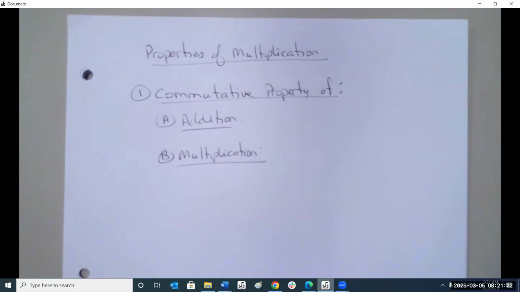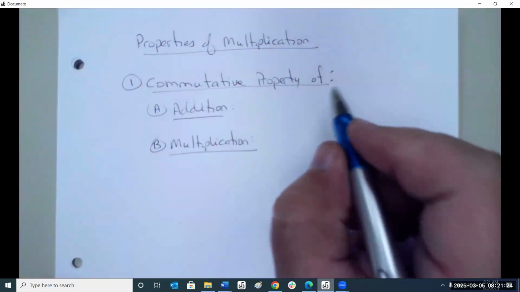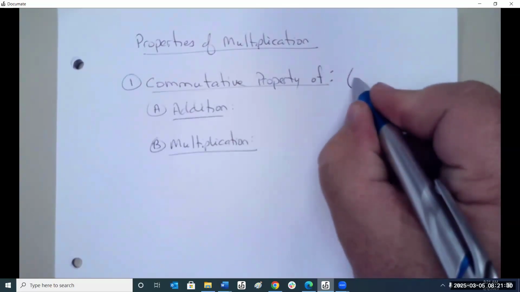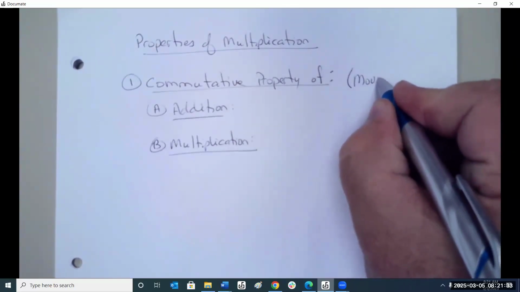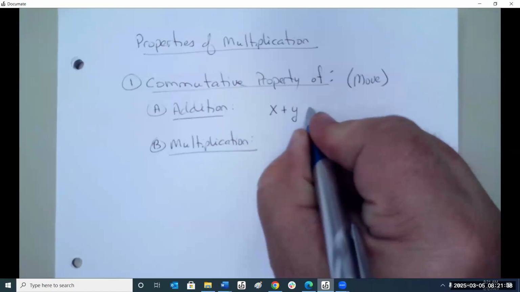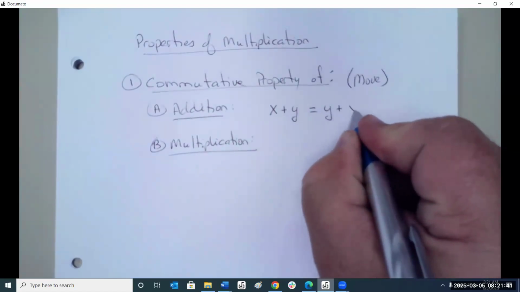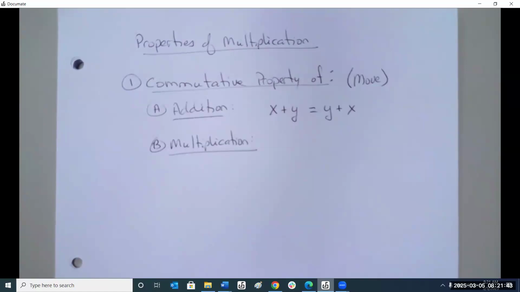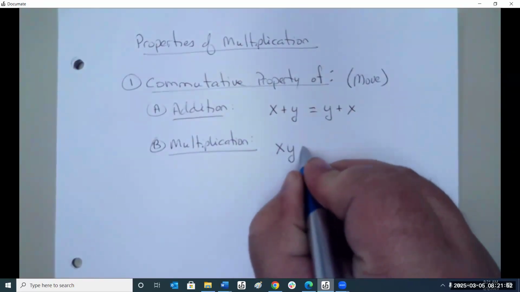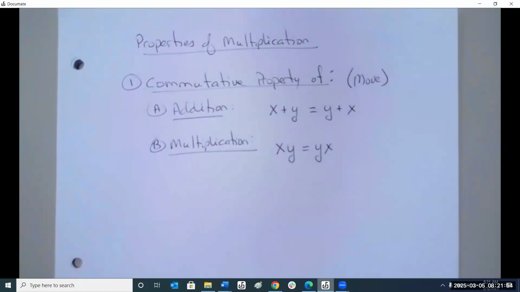Remember how we defined it? What does commutative mean? What does to commute mean? So the addition one was x plus y is the same thing as y plus x. Multiplication is x times y is equal to y times x. Oh, I never finished that note I made earlier.